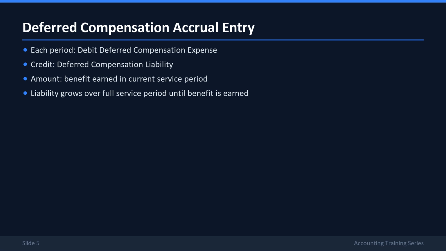The deferred compensation accrual entry mirrors the vacation accrual in concept, but typically covers a longer horizon. Each accounting period, a debit is recorded to deferred compensation expense, and a credit to deferred compensation liability for the portion of the total deferred benefit attributable to the current period's service. The liability accumulates on the balance sheet over the entire service period until the employee has fully earned the benefit. At that point, the liability equals the full future obligation, and no further accrual is needed until the terms of the plan change.